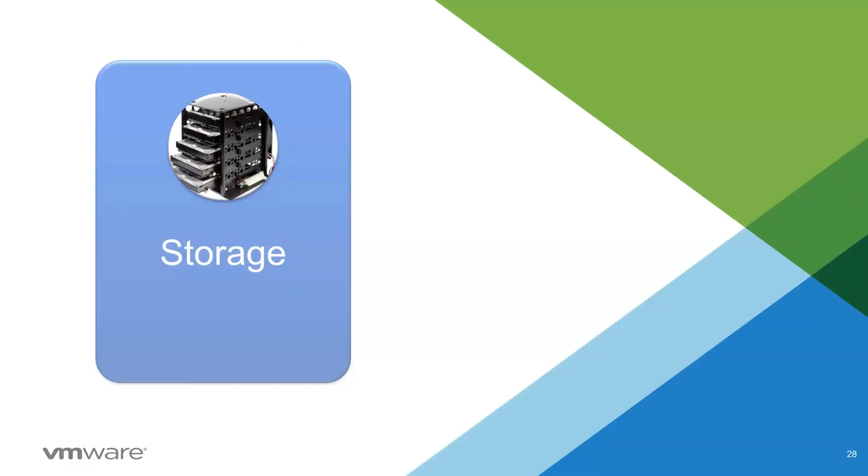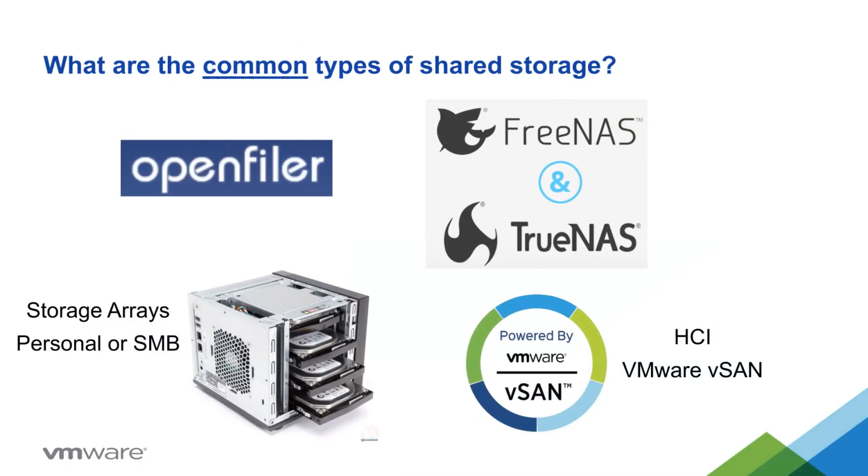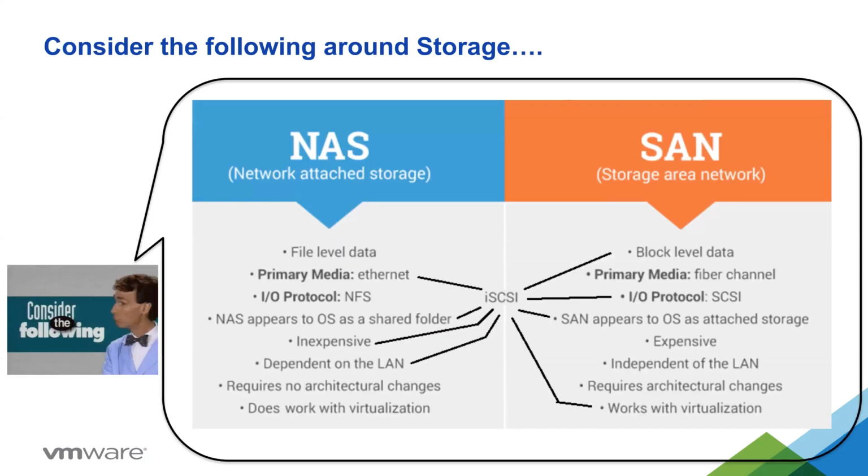All right, storage. Some of your options for storage for home labs: you might consider OpenFiler. You might consider FreeNAS, right? TrueNAS is another good one. And you might consider different storage arrays as well, whether personal or SMB, those types of things. They're a good option. And you might also consider vSAN as one of your options for storage. I'm sure there's more options out there. These are some of the common ones, and they all have different advantages, right? Different things you might want to think about.